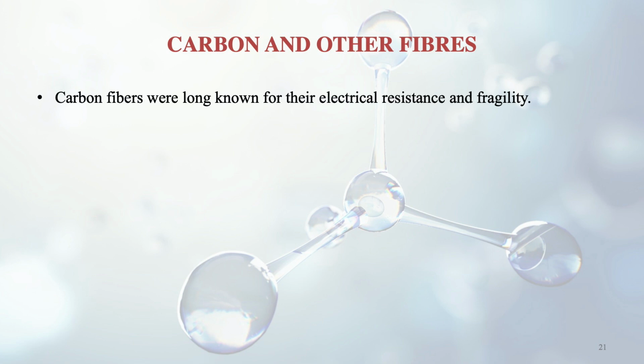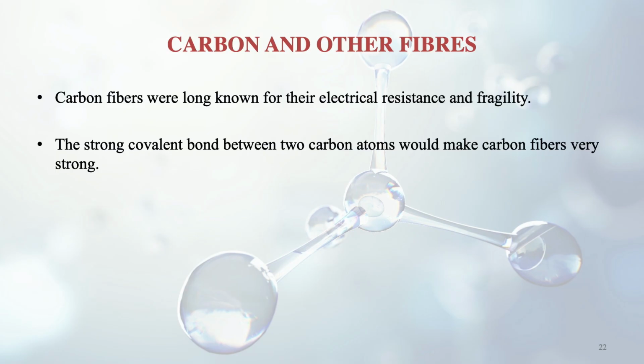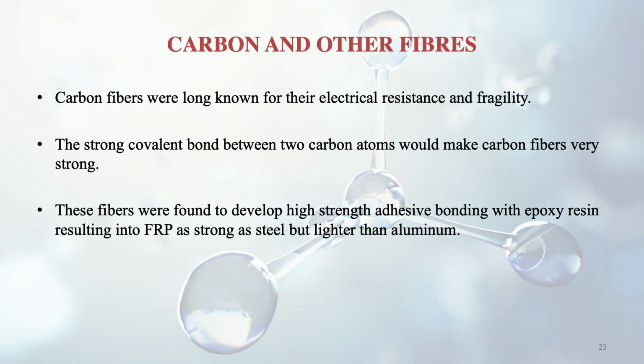So carbon fibers are best known for their electrical resistance property and fragility, and they have a strong covalent bond between two carbon atoms, and this makes the carbon fibers very strong. These fibers were found to develop high strength adhesive bonding with epoxy resin, and that resulted in fiber reinforced plastics, which we have discussed earlier, and this was as strong as steel but lighter than aluminium. So strength is as good as steel, but it is lighter than aluminium. So its application is very widespread because of this property.